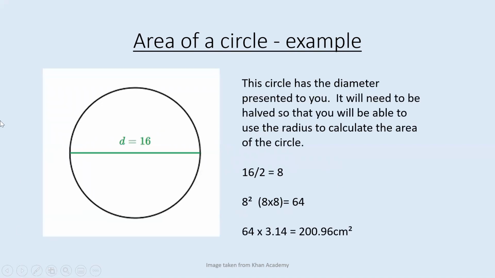Sometimes you may be asked to work out an area in which you're given the diameter of the circle. So you'll need to halve that diameter in order to get the radius, and then to be able to start calculating the area of the circle.